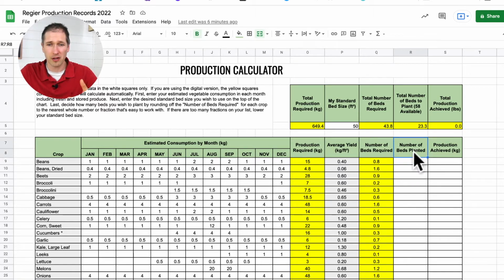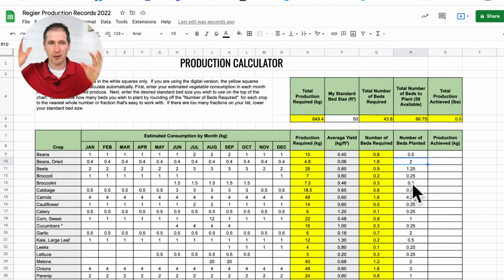The column I get to play with now is the number of beds planted. And I'm literally going to, first of all, just run down this row and round them to the nearest whole number. We'll talk about strategies for this in a second. Bloop, and there we go. Everything's magically filled in. That was easy.